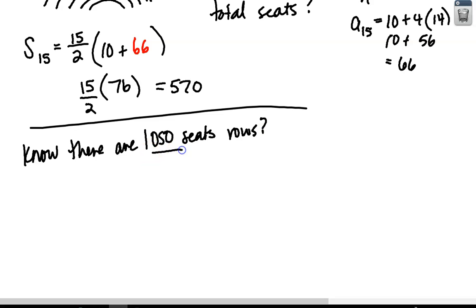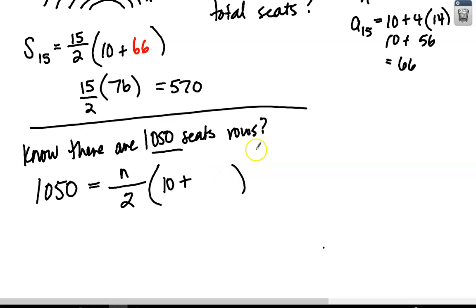So again, this would be the sum. I would start with this. I know that the sum is going to be 1,050. I don't know how many terms there are, but once I know that, I'll divide it by 2. And I do know my first term. My first term is still 10. The question is, I don't know this last term. And unfortunately, I don't know how many rows, so I can't get an actual integer number. So what I can do is use the rule.